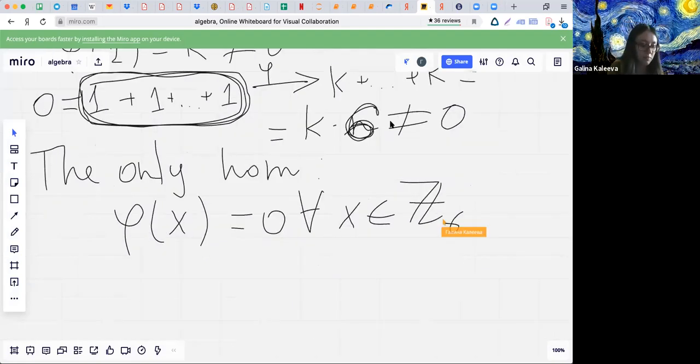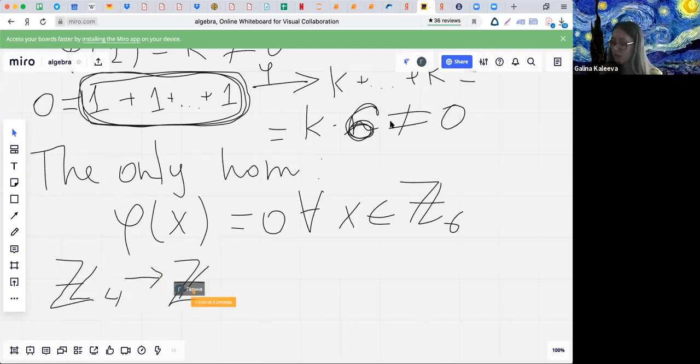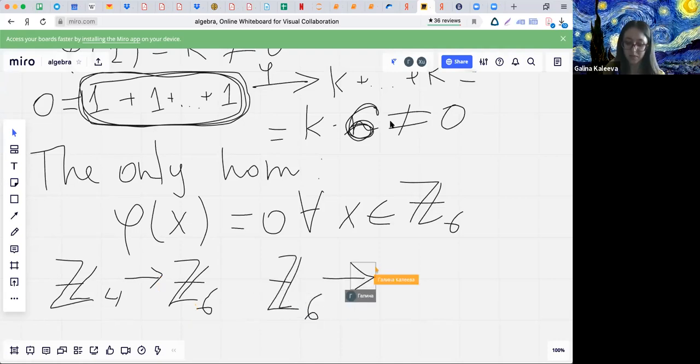So let's solve another problem about homomorphisms. Let's find now homomorphisms from remainders modulo 4 to remainders modulo 6, and from Z6 to Z4. As in our previous case, when we considered integers and Z6, here we consider Z4 and Z6, and we'll try to find homomorphisms from one to another.